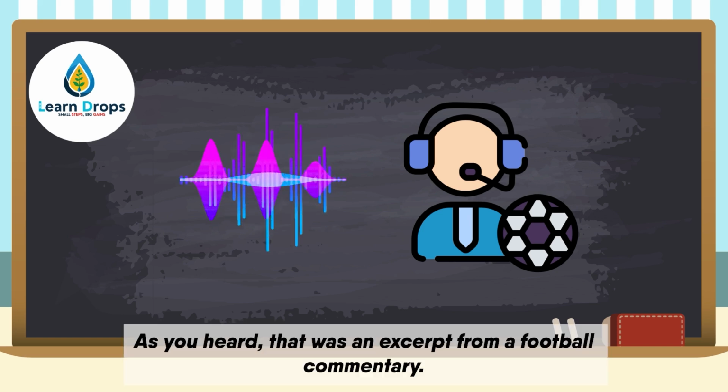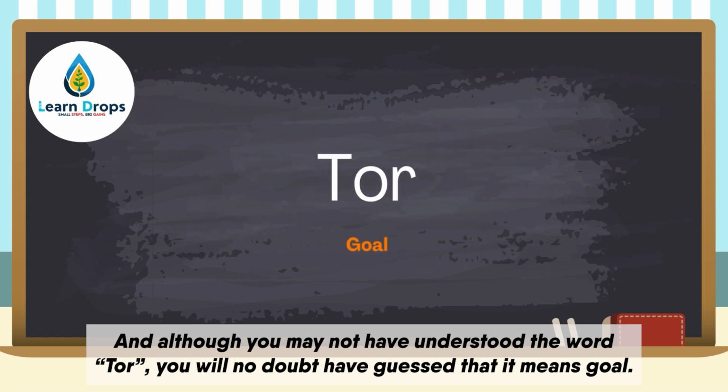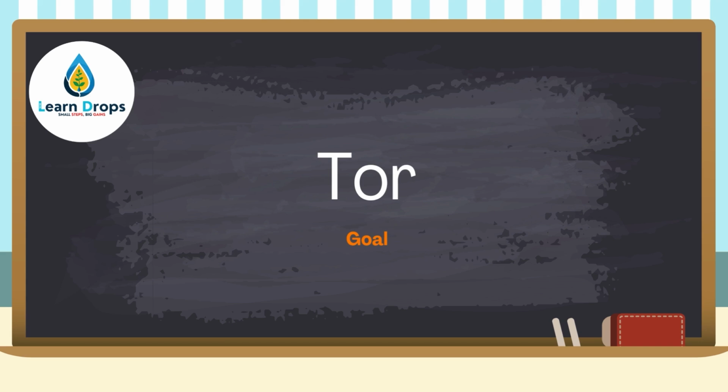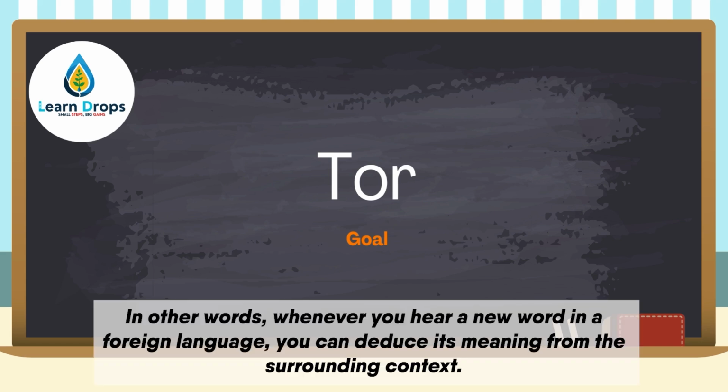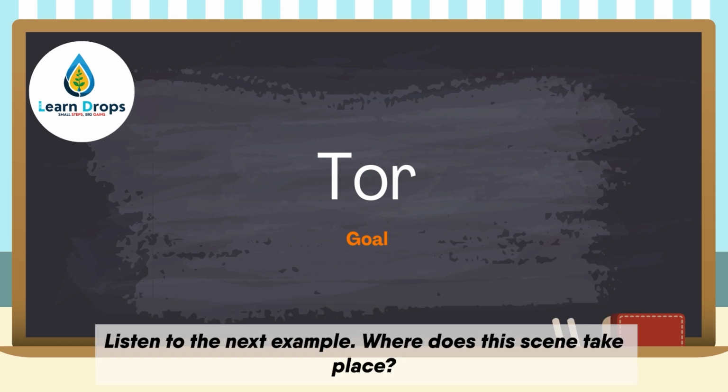As you heard, that was an excerpt from a football commentary. And although you may not have understood the word Tor, you will no doubt have guessed that it means goal. In other words, whenever you hear a new word in a foreign language, you can deduce its meaning from the surrounding context. Listen to the next example. Where does this scene take place?